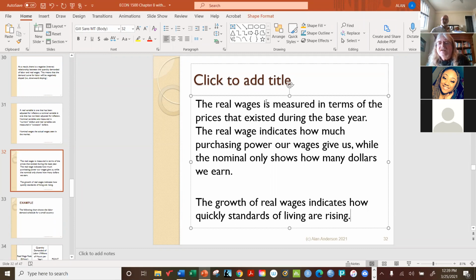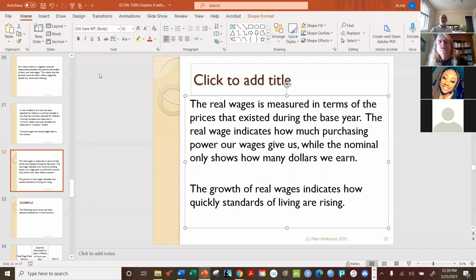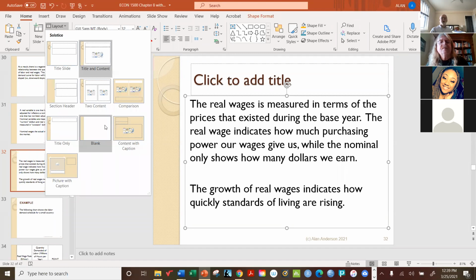What we hope to see is that real wages go up over time, meaning that we can acquire more and more goods and services with our wages. And that's, of course, the whole purpose of measuring standards of living. What can you do with your incomes? That's what we want to know. So in this chapter, we're going to assume that we are looking at real wages rather than nominal wages.